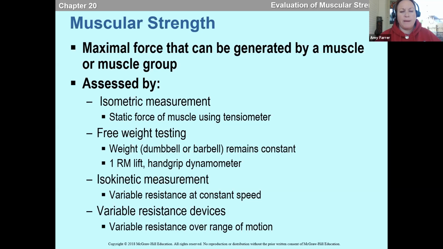Isokinetic, we talked a little bit about, measures variable resistance, but we're keeping our speed constant. Or we can have variable resistance devices over the range of motion. So there are lots of different ways to assess strength.